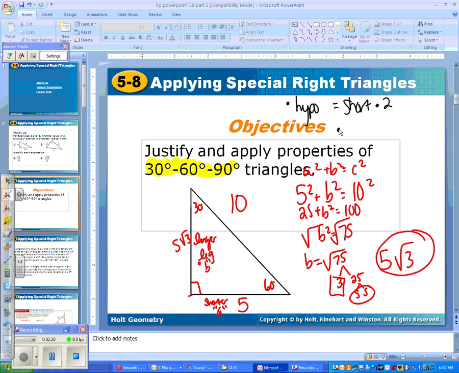Another shortcut is that the longer leg also has a 5 in it, right? It's just a 5 times a radical 3. So the longer leg is the shorter leg times radical 3. So if we know what the short leg is of a 30, 60, 90 triangle, we can figure out what the hypotenuse is and figure out what the long leg is without having to do Pythagorean theorem. Now, it's not that difficult. You can still do Pythagorean theorem.